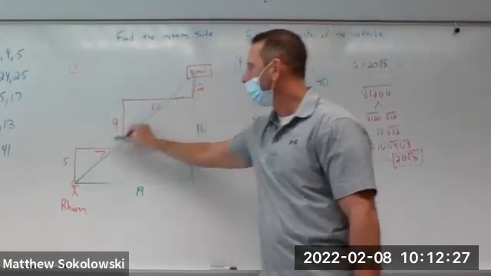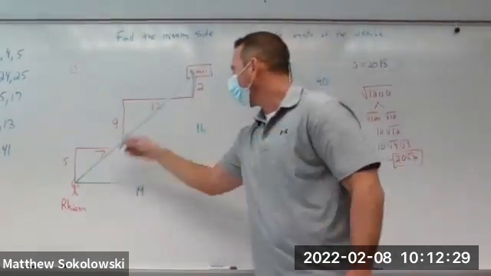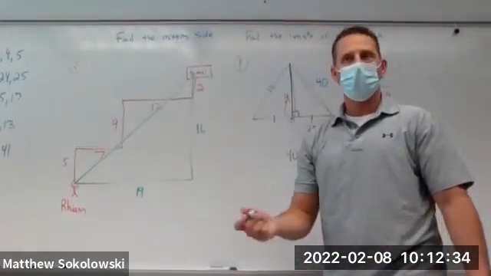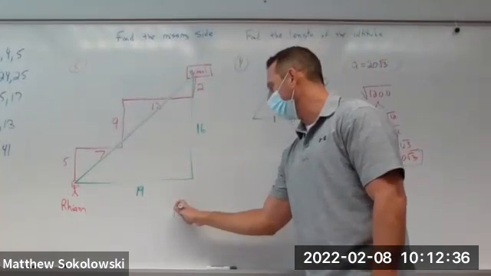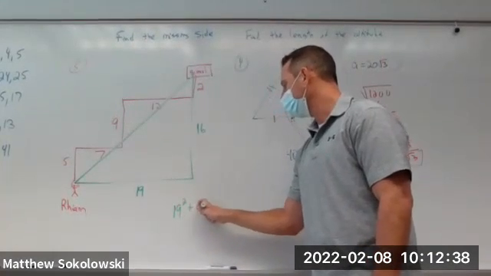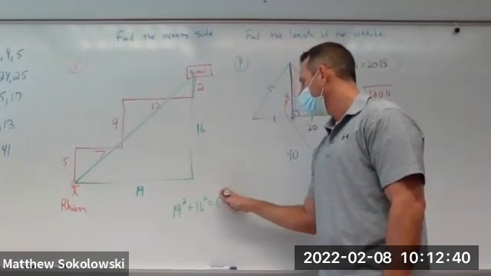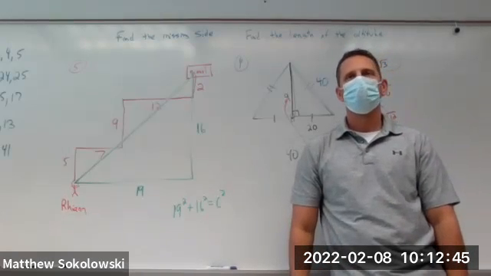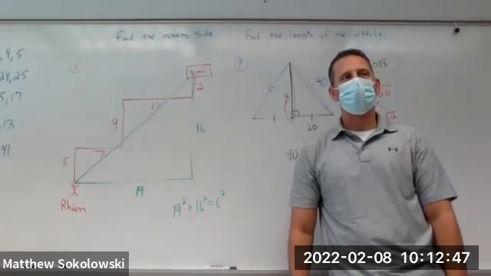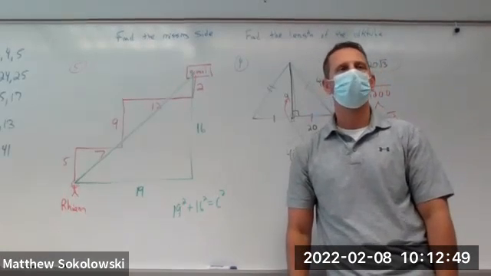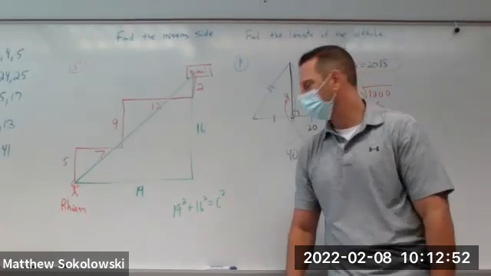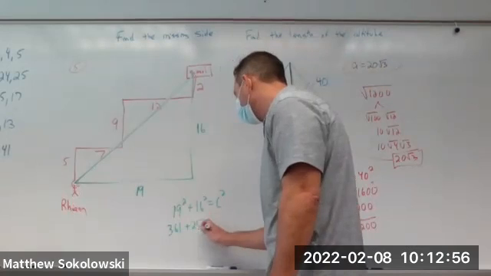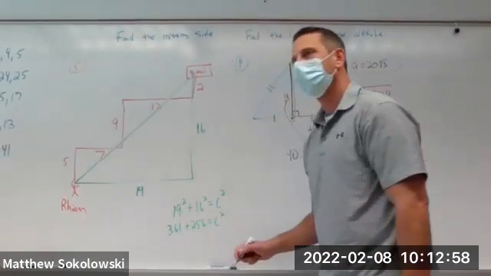So we add it up: 9 plus 5 up and down, 7 plus 12 across, and then we can get the diagonal distance. Now we just use the Pythagorean theorem. 19 squared plus 16 squared equals the distance he traveled squared. What's 19 times 19? 361. So 361 plus 256 equals c squared.